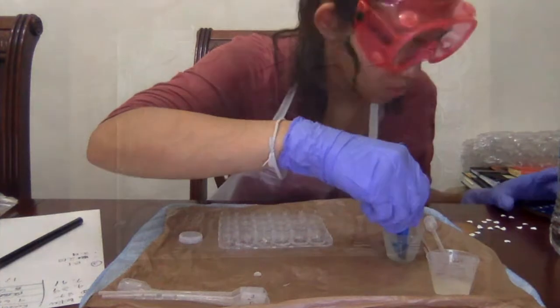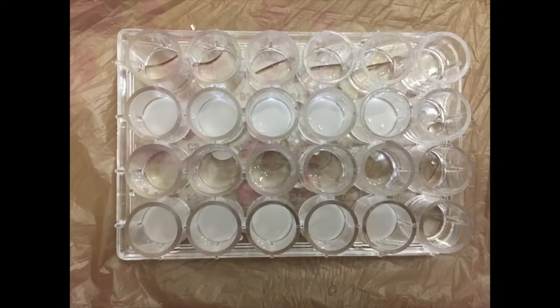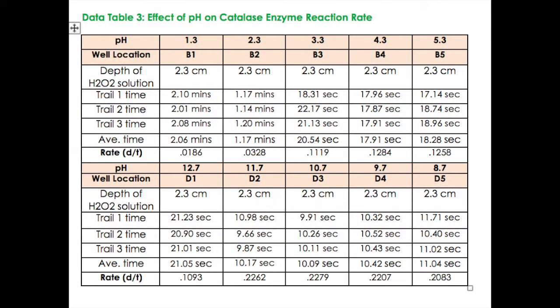With a depth of 2.3, the reaction rate for each pH was 0.1093, 0.2262, 0.2279, 0.2207, and 0.2083 respectively. At first, as the pH increased, the time decreased as reaction rates increased. However, upon reaching 9.7 and 8.7 pH, the times increased as reaction rates decreased.